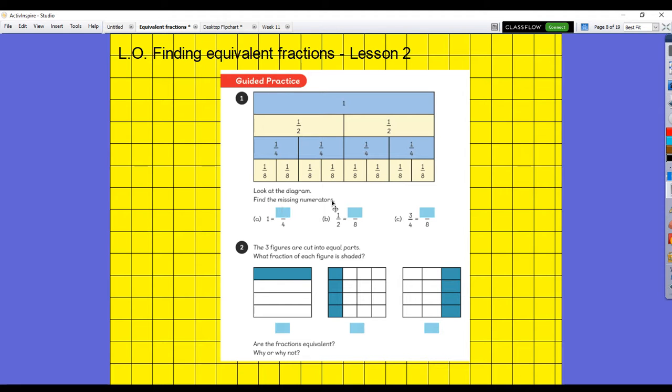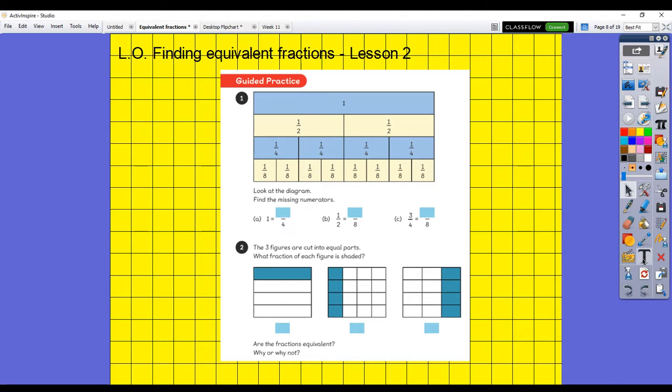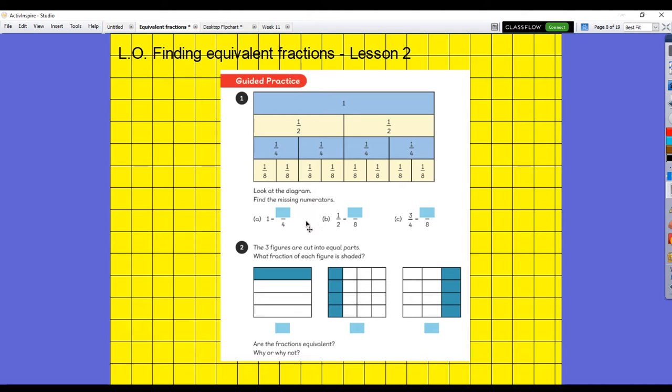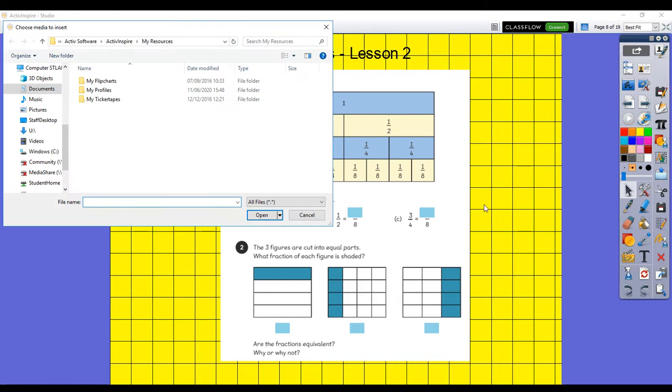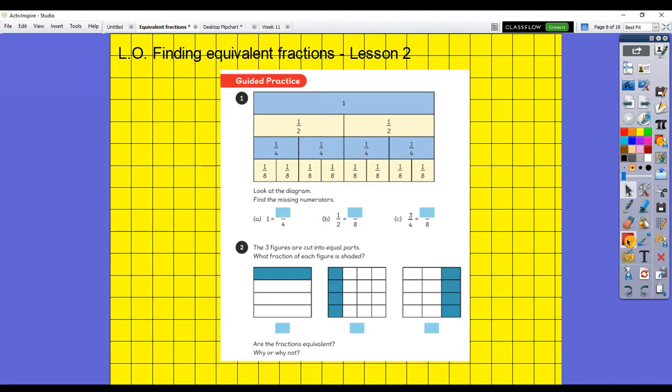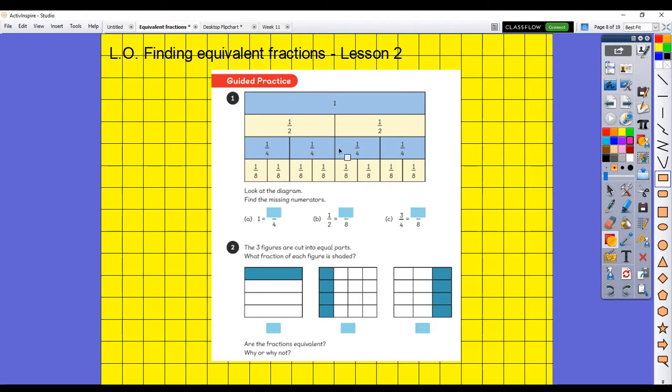Find the missing numerators. So they're saying 1 whole, which is this top bar here, that's 1 whole, is the same as how many quarters? So we're going to ignore the halves because we need to focus on quarters here, because that's what our question is. There are 4 parts. So it has to be this row here. 1, 2, 3, 4. So we can see, I'm going to get my square here so I can really clearly show you.